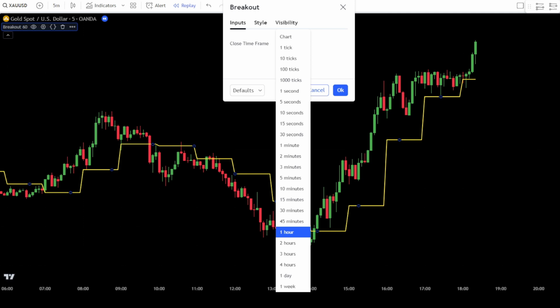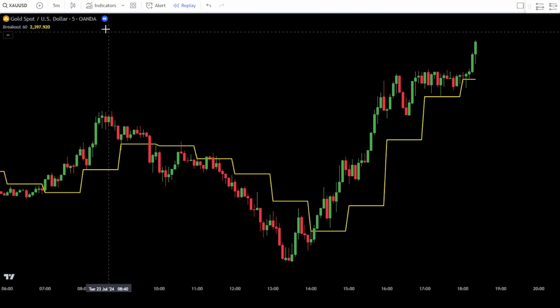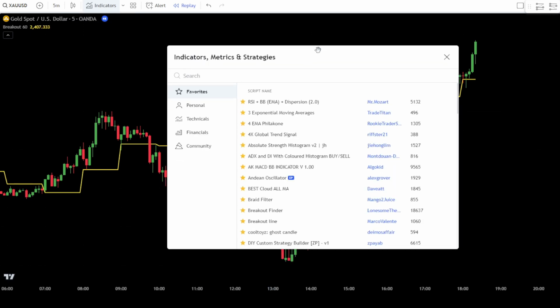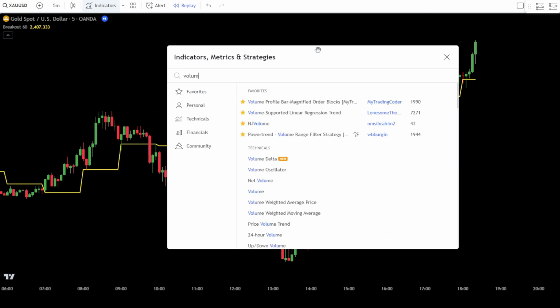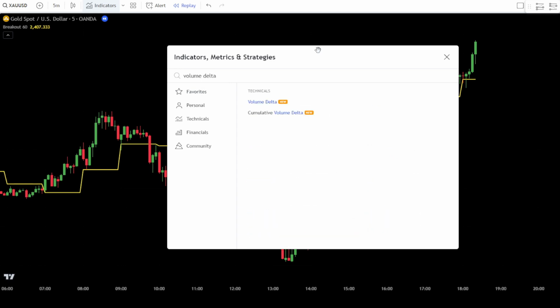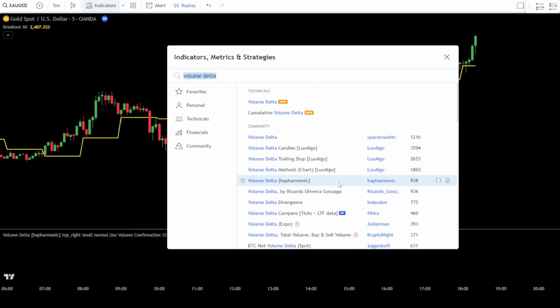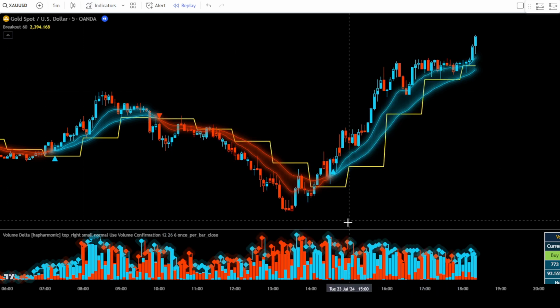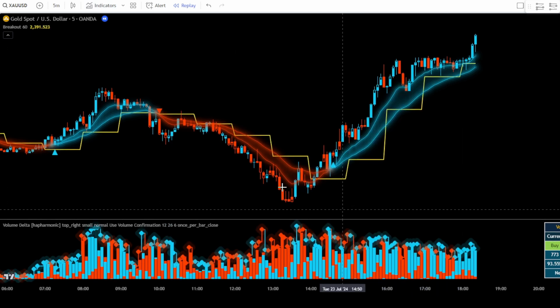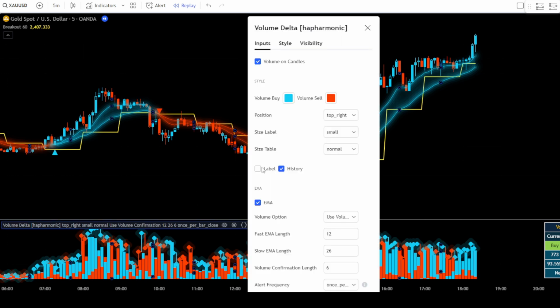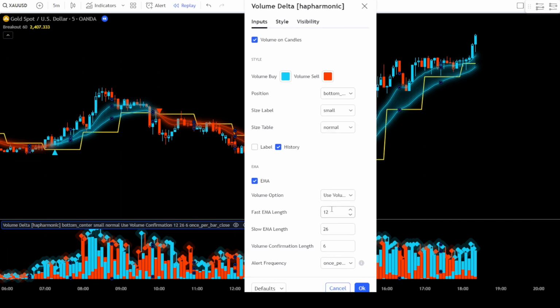Now, add the second indicator that will be used to filter the trend and volume in the market. Go to the Indicator Search tab and type in Volume Delta. Then, select the Volume Delta by hapharmonic. After that, configure the Volume Delta indicator. In the Input tab, set the table position to bottom center. Then, set the fast EMA length to 20. Next, set the slow EMA length to 50.